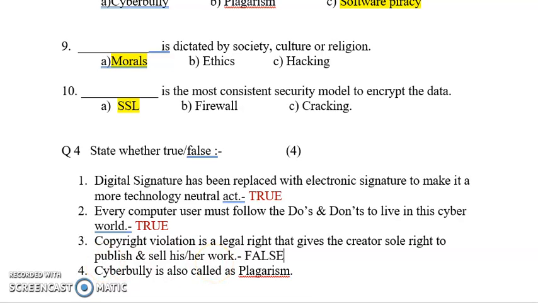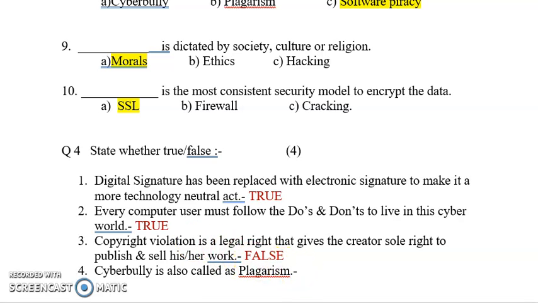Next, copyright violation is legal right that gives the creator sole right to publish and sell his work. So this is false because it is told copyright violation. The definition of copyright is a legal right, not copyright violation. So because of that it is false.